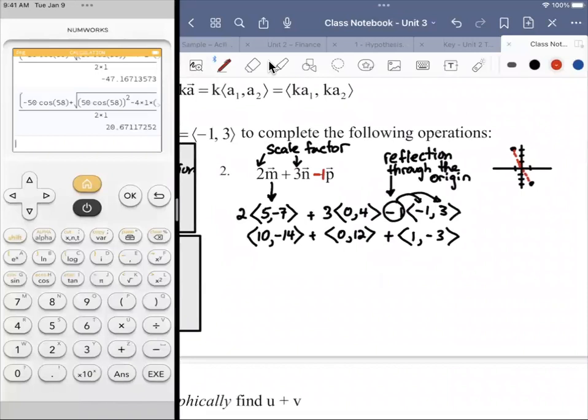And then after that, to talk about every transformation that's going on in every problem is kind of not practical. So I can just say it, I'm not going to write it all though. If I have a scale factor of 2, I'm scaling up 5, -7 by a multiple of 2. All right. I'm scaling up 0.4 by a factor of 3. All right. For the last one, I'm scaling vector P, -1, 3 by a factor of 1. So no change, but I'm also reflecting it through the origin.